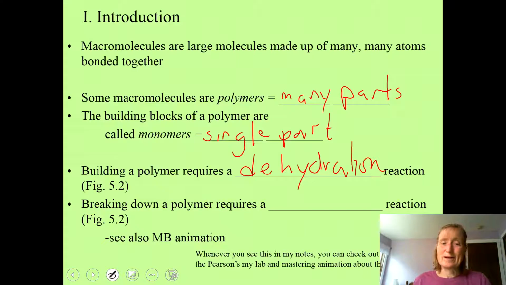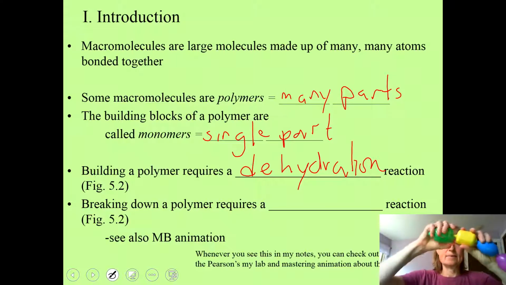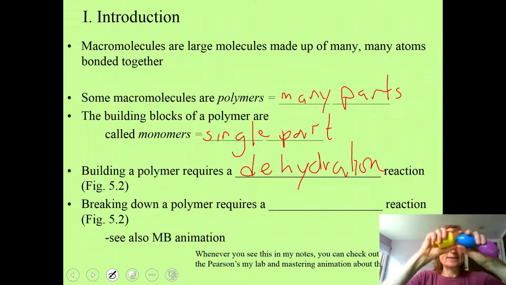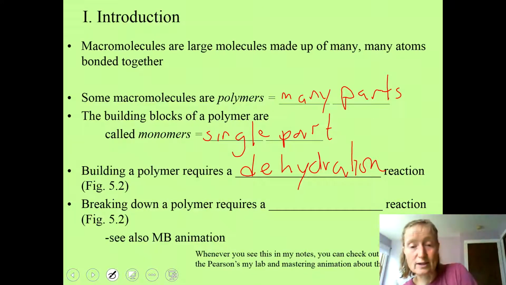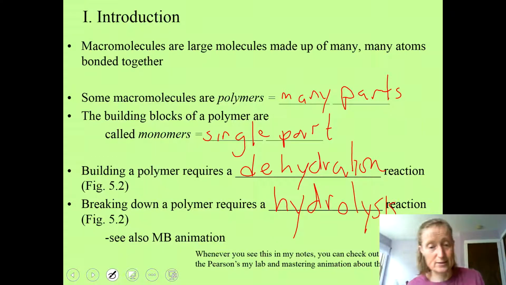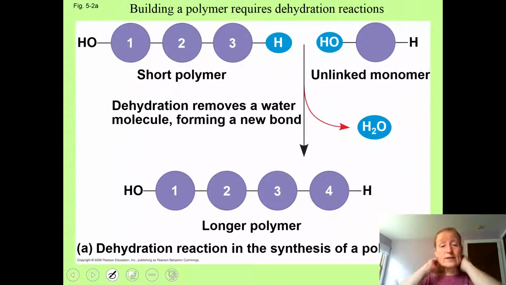Breaking down a polymer, let's say if you eat spaghetti, and that big starch in spaghetti has to be broken into its little pieces, that's going to require another type of reaction. That reaction is called a hydrolysis reaction. Let's take a look at both of these for a minute.